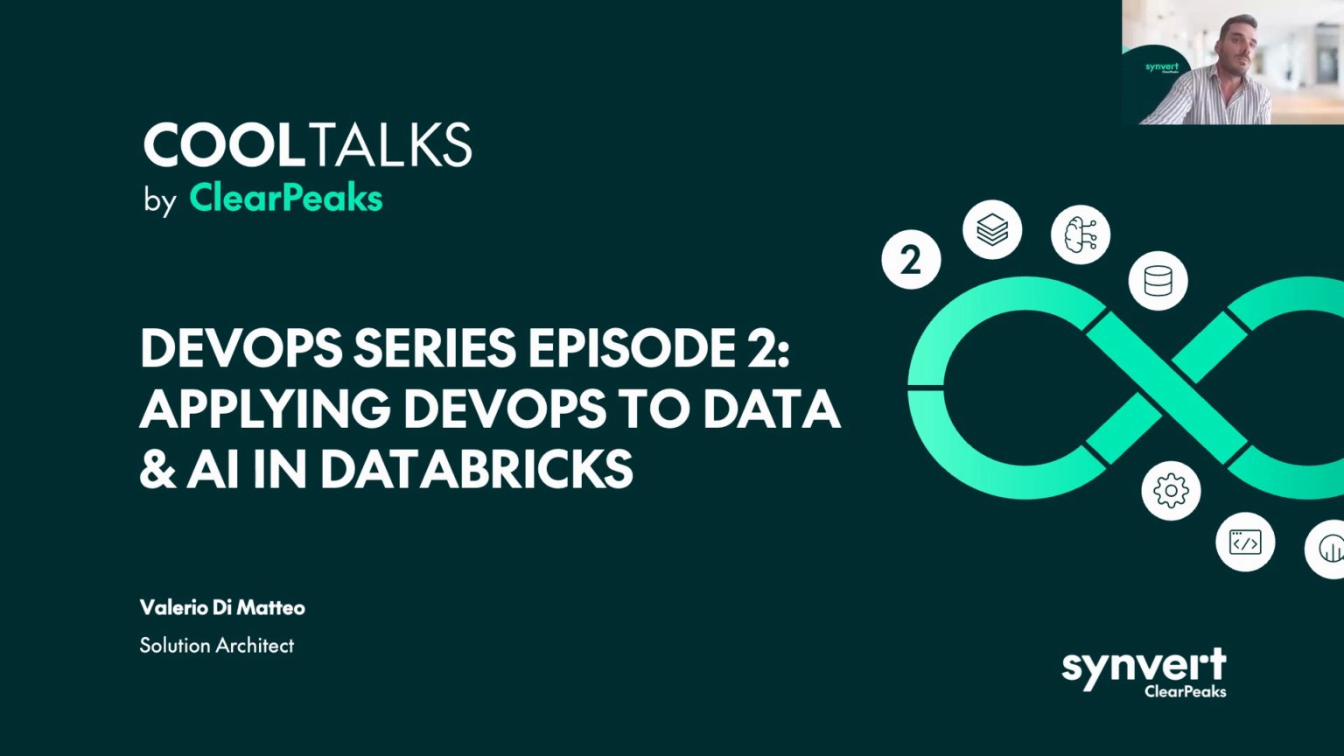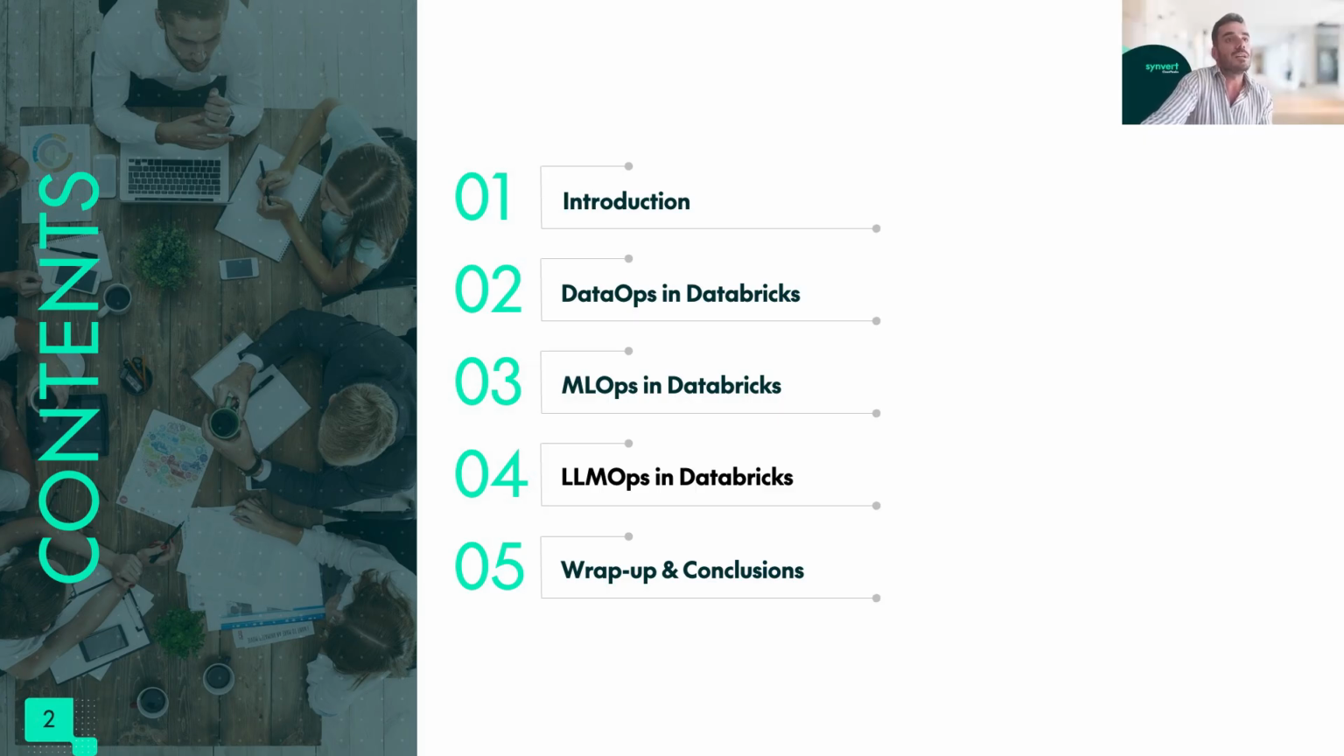But today we're going one step further, and we're going to dive into how we can actually implement the DevOps practices in Databricks. And this is the agenda. Let's take a quick look. We're going to start with a short introduction where we'll refresh some of the key concepts that we covered in the previous episode. Then we'll dive into how DevOps practices can actually be applied in Databricks for data, machine learning, and AI use cases. So we're going to explore tools and features that Databricks offers to support DataOps, MLOps, and LLMOps processes. Finally, we'll wrap up with a few conclusions and key takeaways that hopefully are going to be useful for all of you.